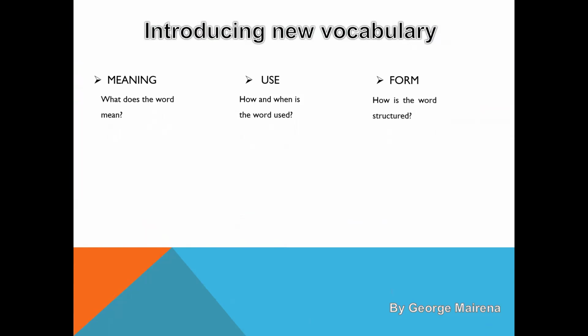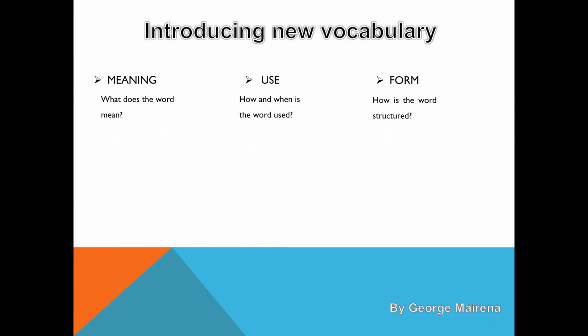It says that use is how and when the word is used. So the word frustration can be used in collocations, right? Feel frustration, express frustration, frustration over or about something, right? Let's see an example. I felt frustration when I couldn't understand the instructions.